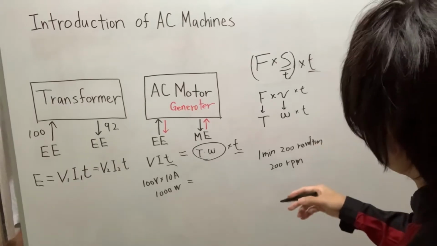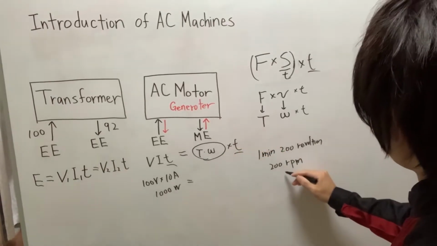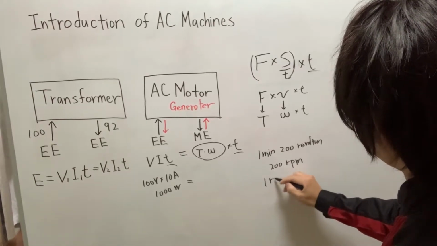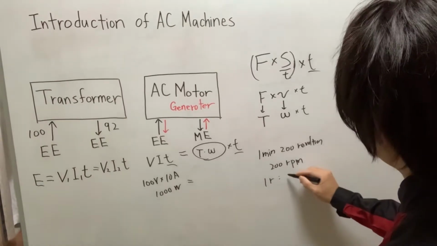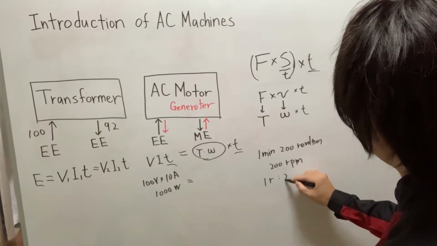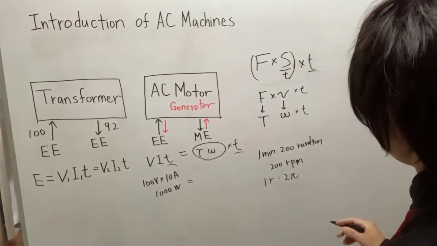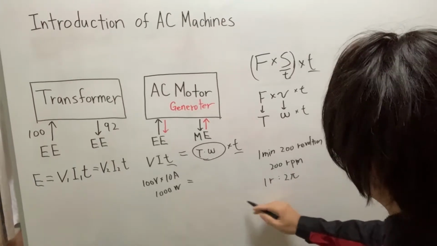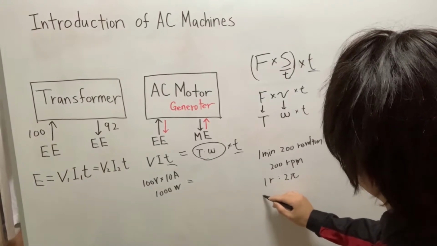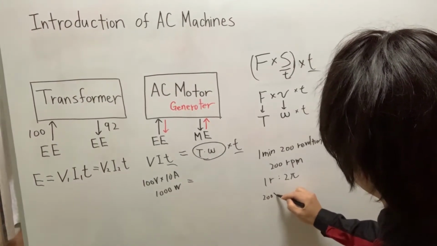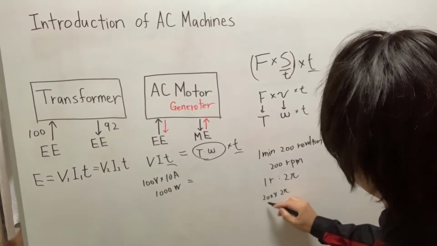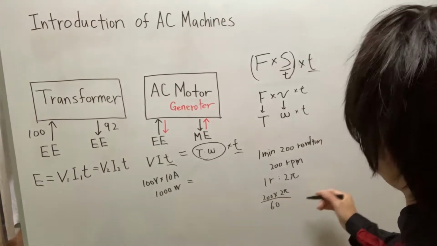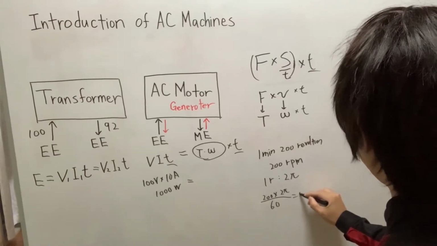So, okay, let's convert to radians per second. So let's say 1 revolution is 2 pi radians. So 200 RPM is 200 times 2 pi divided by 60, because it's from minutes to seconds. All right, this is my omega.